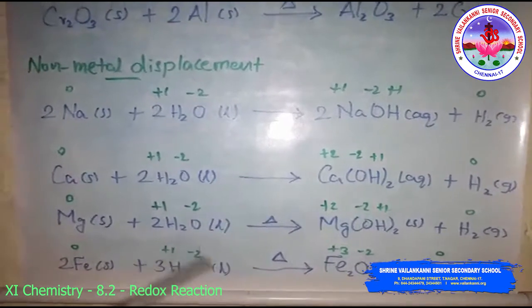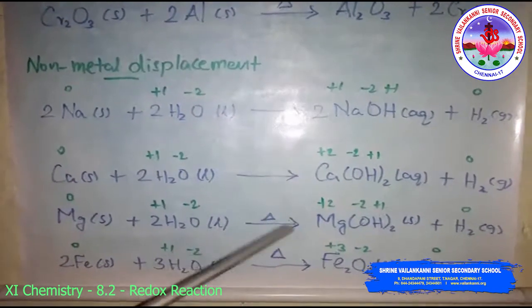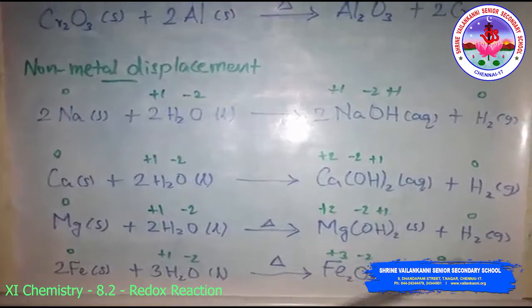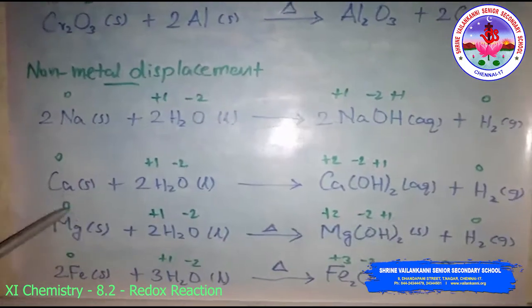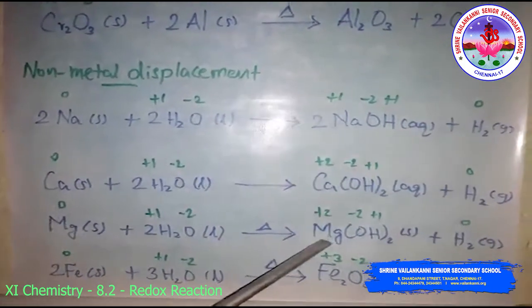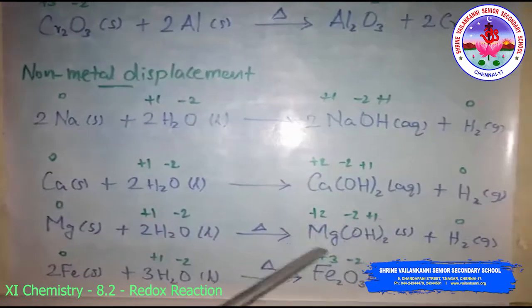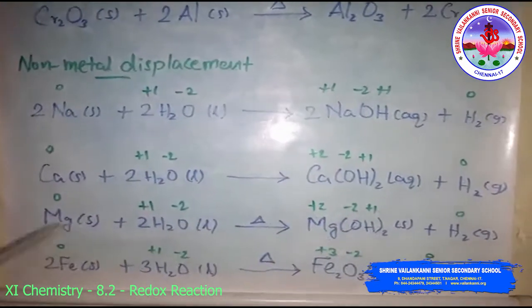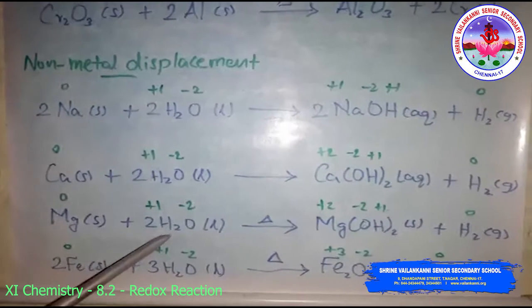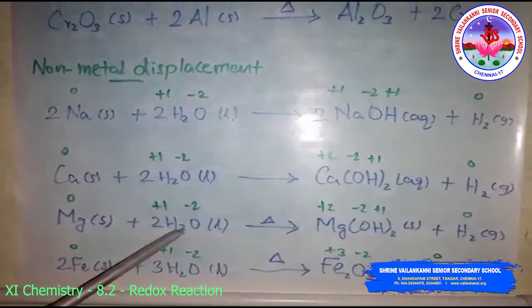Then the less active metals such as magnesium and iron react with steam to produce dihydrogen gas. Here magnesium has a 0 oxidation state and on the right-hand side a +2 oxidation state. So magnesium is oxidized and hydrogen is reduced from water.